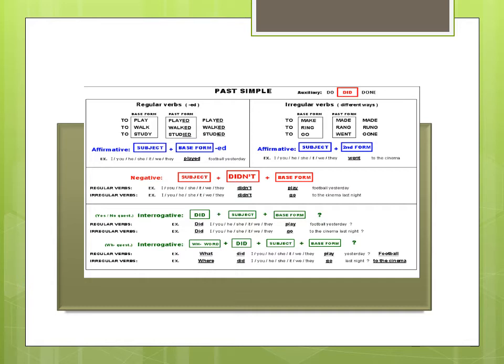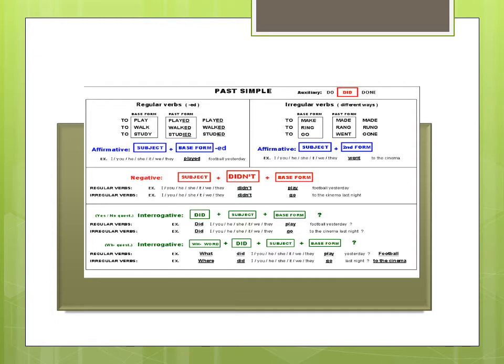Now I will talk about the negative form. The form is negative: subject plus didn't plus basic form. What is the meaning of this? I will say, for example, I didn't play football. So I don't say played, because didn't changes the verb to the infinitive.